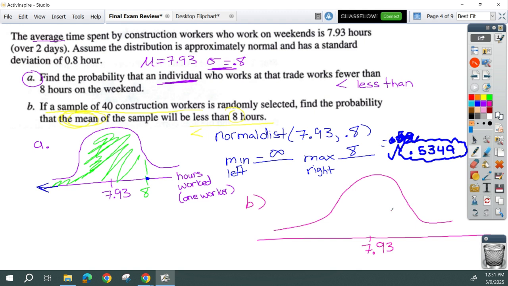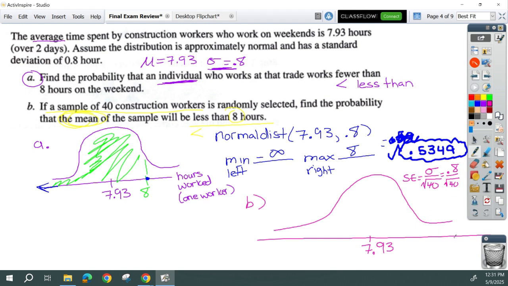But now we're not going to have a standard deviation of 0.8. We are going to have a standard error of our standard deviation divided by the square root of our sample size, because our standard error is going to change depending on how many workers we sample. So this time we had 40, and our standard deviation was 0.8. So I'm going to do 0.8 over root 40. We do not have to make that calculation. We can type this right into Desmos.